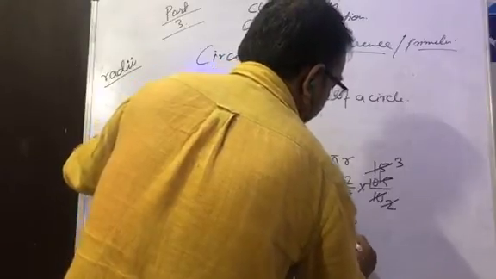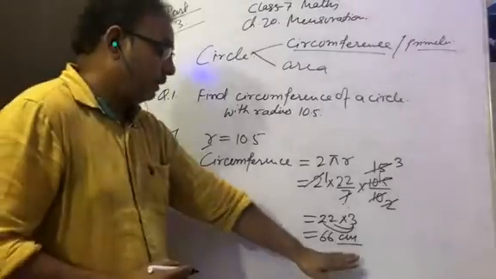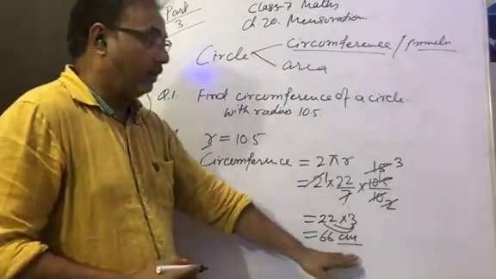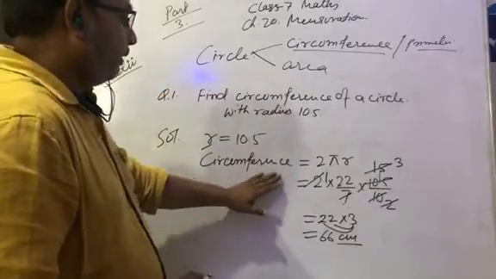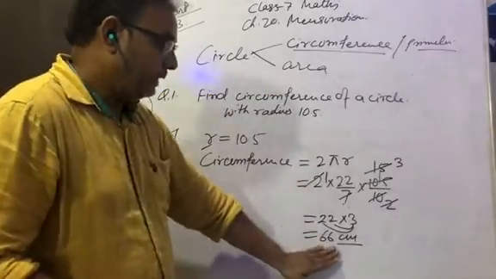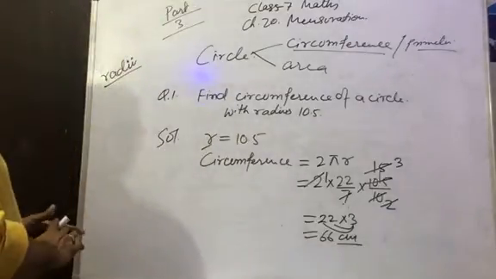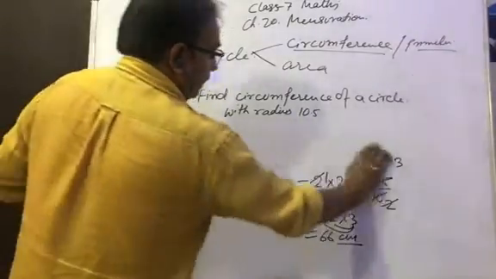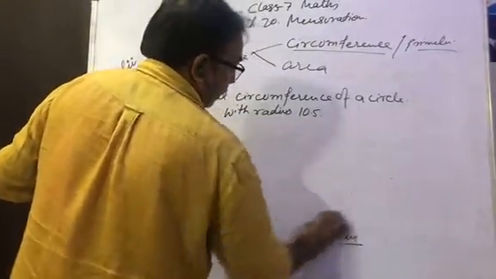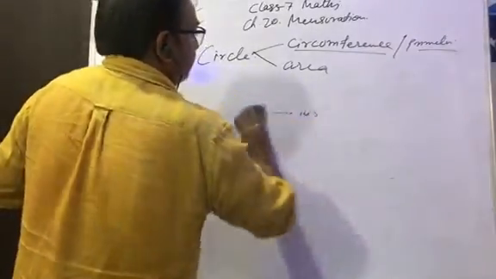66 is the answer, 66 centimeter. You can write the unit like this, centimeter, not square. Square we use for area. So the circumference of the circle is 66 centimeter. 66 centimeter is the answer, or 66 centimeter is the circumference of the circle.